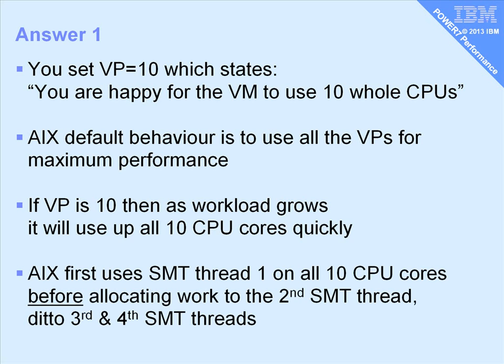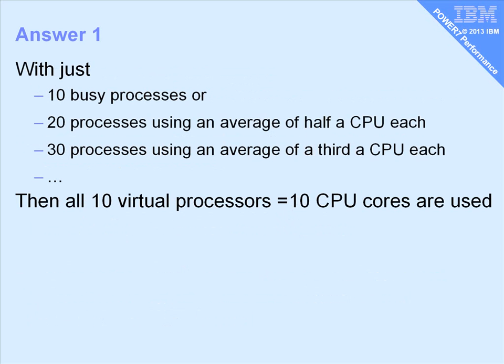Then if you've got more workload, more processes that are runnable, then it will start allocating work to the second SMT thread, and then the same again for the third and fourth SMT threads. So with just 10 busy processes, maybe each user brings a busy process with them, or if you have 20 processes using half a CPU each, or 30 processes using a third of a CPU each, you get the idea, then you will find you'll be using all 10 virtual processors, or 10 CPU cores when they're actually running on the hardware.